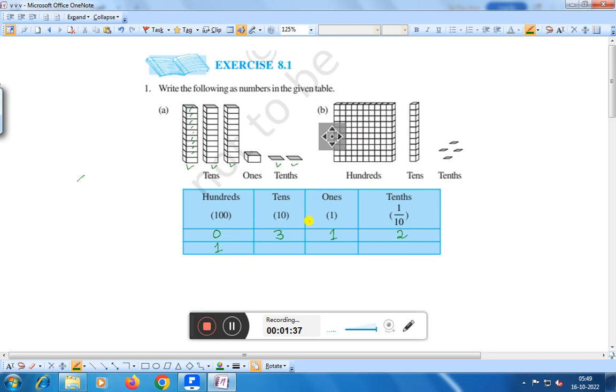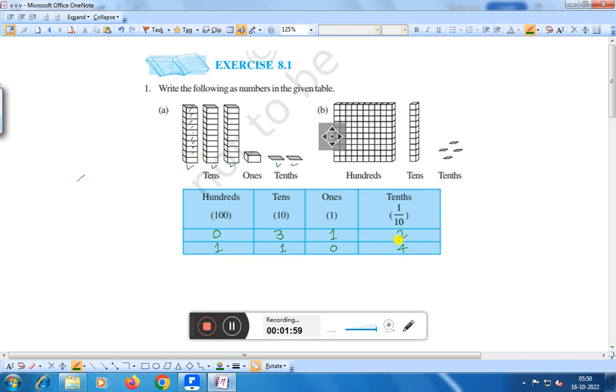How many ones is there? 1 one, and there is no tens, means 0 tens. And how many tenths are there? 4 tenths. That is 4 tenths, right? This is the way you have to write the number in the given table.